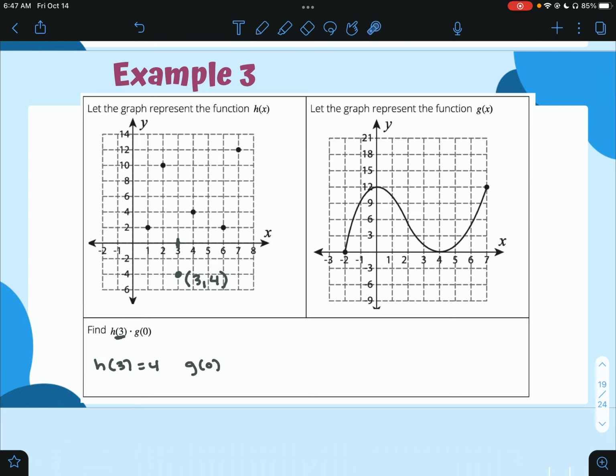G of 0, we're going to go back. We're going to find where G is 0. So this would be where X is 0. And that gives us that point, 0, 12. So G of 0 is 12. Now, this wants us to multiply the two functions. So I'm going to say 4 times 12, because we did H times G, and we get 48.